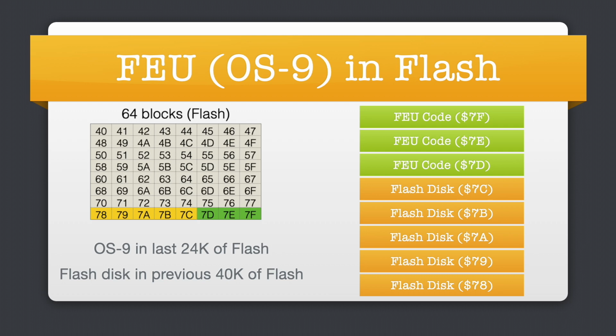Let's do a quick review of the memory organization in the F256 when it powers up with the 6809 installed. In the previous video, I showed this slide. It illustrates the 512K of flash that the F256 breaks up into 64 8K blocks from 40 to 7F hex. FU is the boot environment that is based on OS9 Level 1. The code for that environment resides in the last 3 blocks from 7D to 7F, and the 40K flash disk image resides in blocks 78 to 7C. This occupies 64K of the total 512K of flash available on the F256.